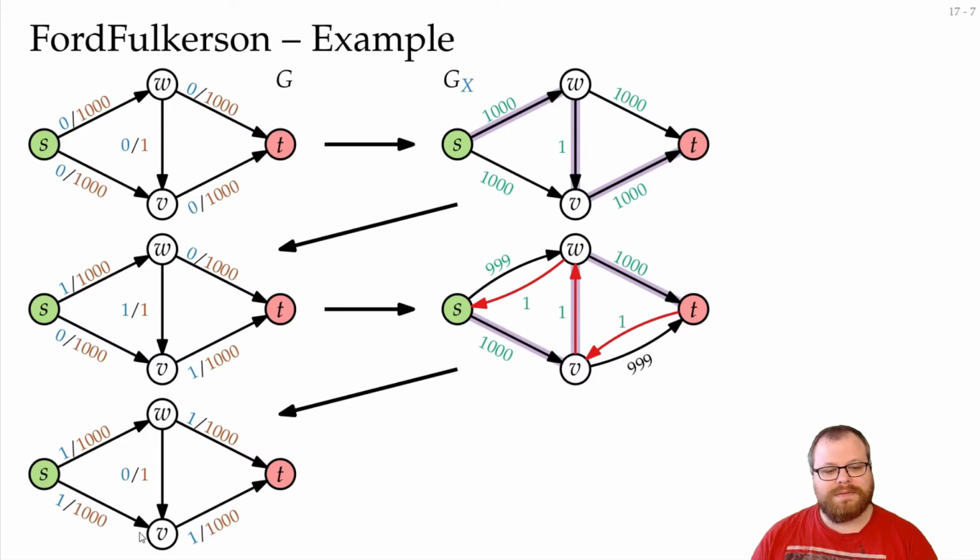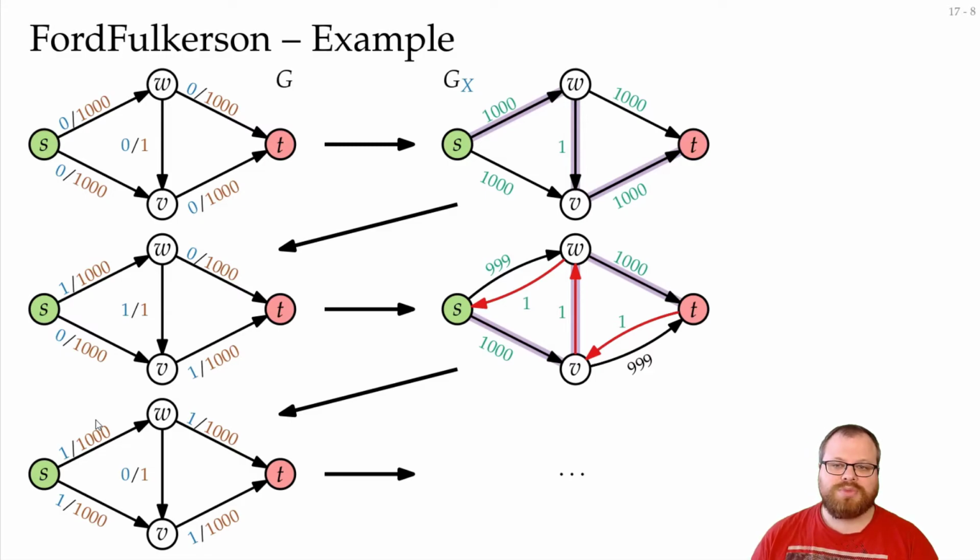Now these edges have a 1 and you can see we have to repeat this whole thing 999 more times until we finally get to the best solution. And the best solution has a flow of 2000, so we need 2000 steps. For every step we need order of n time, so it takes a long time.